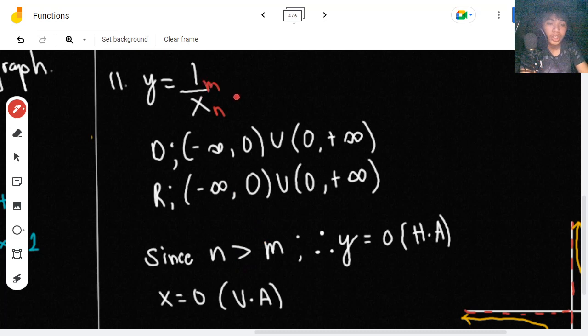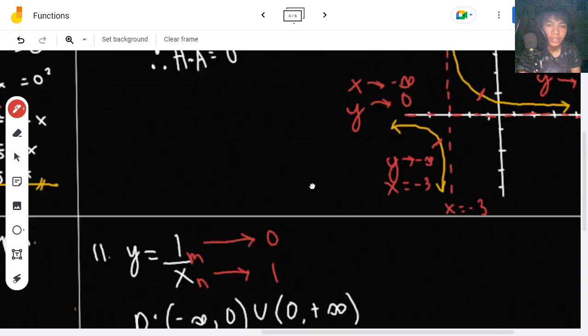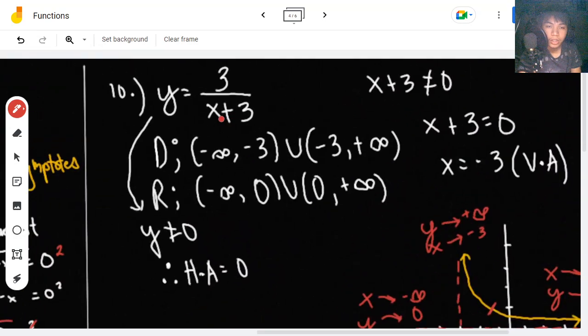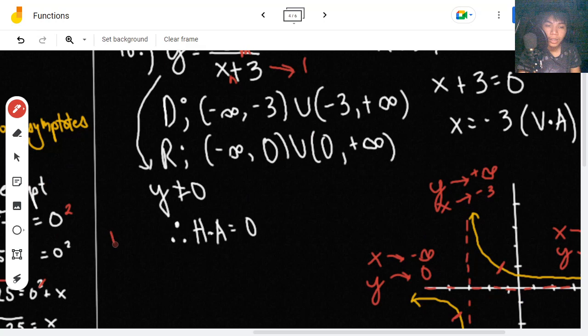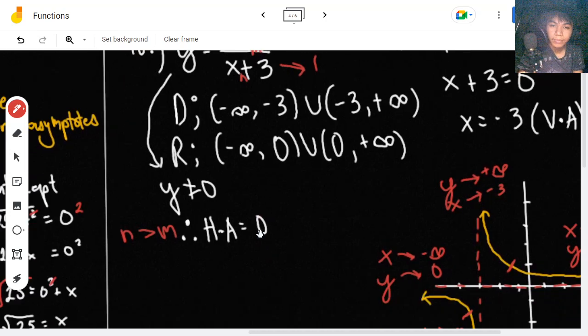If you're wondering what the degrees are, this is the degree of the powers, of the exponents. So the degree of this is 1, while the degree of this is 0. Same with this: the degree of x sub n and 3 sub n is 0, and this is the degree of 1. That is why n is greater than m. When n is greater than m, based on the theorem, the horizontal asymptote will be equal to 0. Okay?